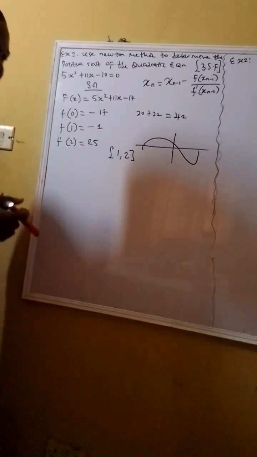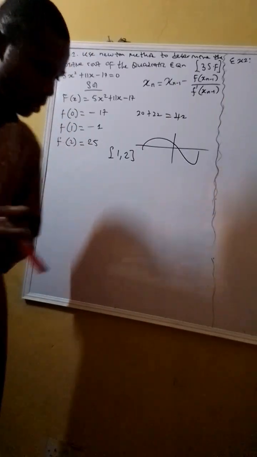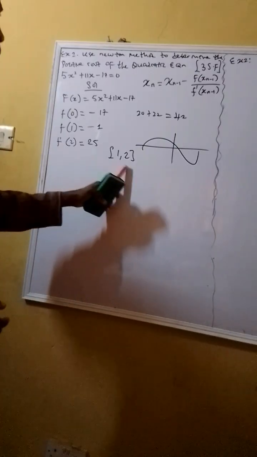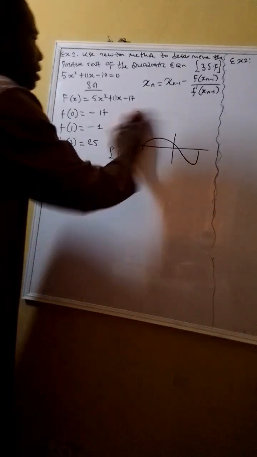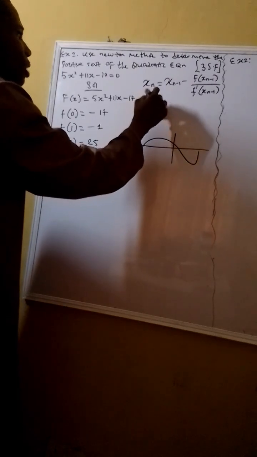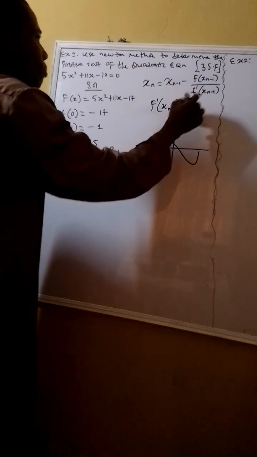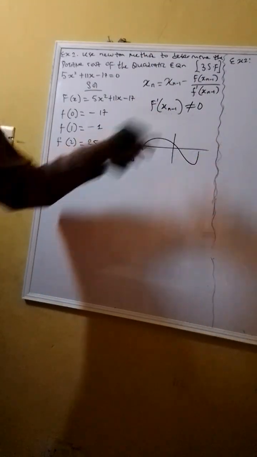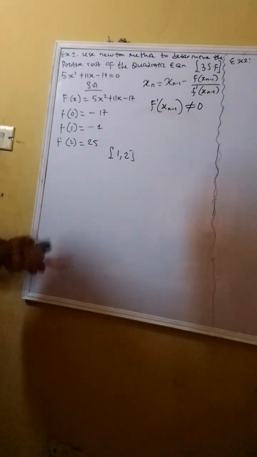So at this aspect, you need to think rationally. Since I know that this is between 1 and 2, then I have to test. There's something I want you to take note of: whenever you are differentiating your function, f prime of x n cannot be equal to 0. That's the function you are being given. It cannot be equal to 0. So since our value is between 1 and 2, which one do you think we can utilize?